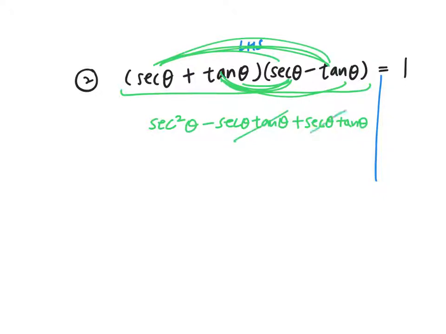All right, so the middle terms are going to cancel out, and I get minus tangent squared theta. I have a difference of two squares. These two terms are conjugates of each other, so the middle terms are going to cancel out. So on the left-hand side, I am left with secant squared theta minus tangent squared theta.